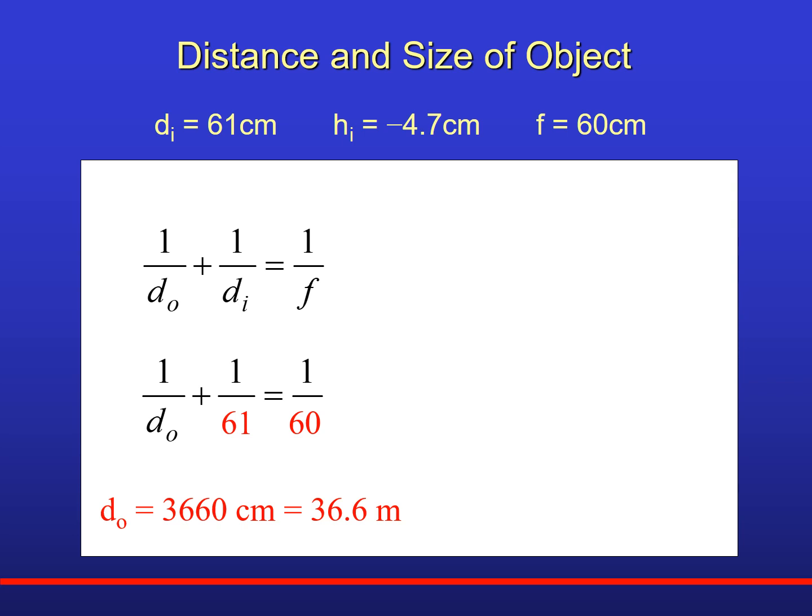Now, I want to know how big that tree is. Here's the magnification equation. We know d sub i, that's 61 centimeters. We solve for d sub o, and in this case, because we want to keep the units the same, we're not going to plug 36 meters in there. We're going to stay with 3,660. It's not convenient to state a distance like that, but in this equation, we want the units to cancel out, centimeter over centimeter, so we use the 3,660.